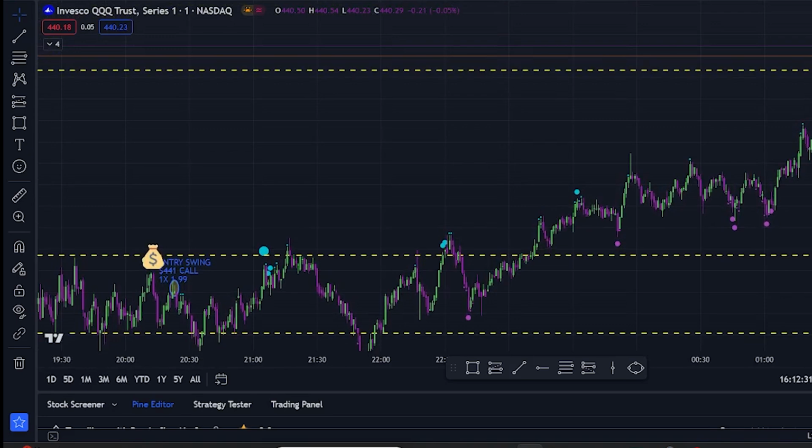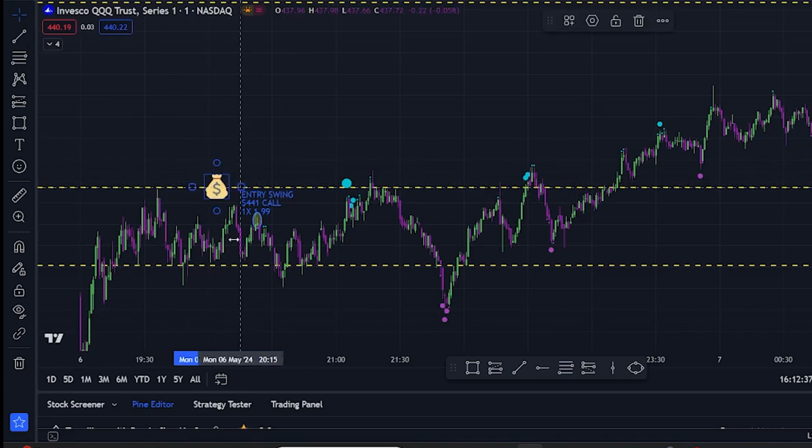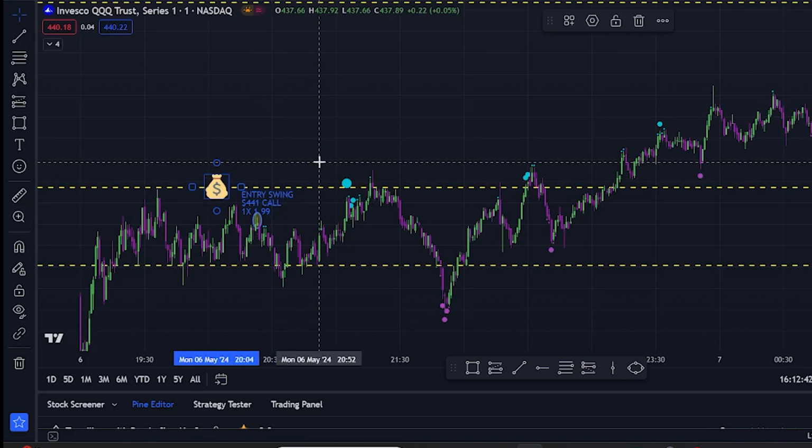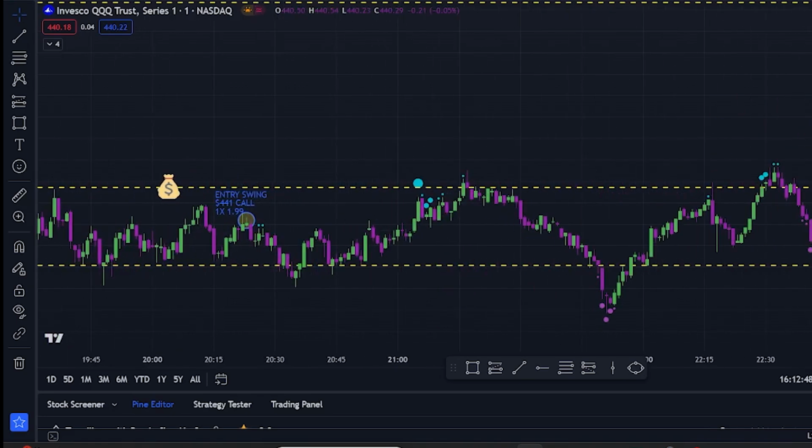And as you guys see here, my entry, I got in on the 441 call. I got one call at $1.99. So pretty much I put up roughly about $200 on this call. And we got in, and as you guys can see, got in right around here where the circle is, and then it went down, consolidation.